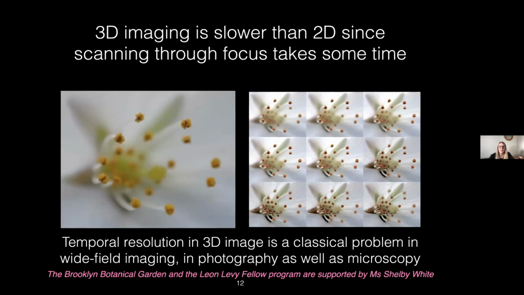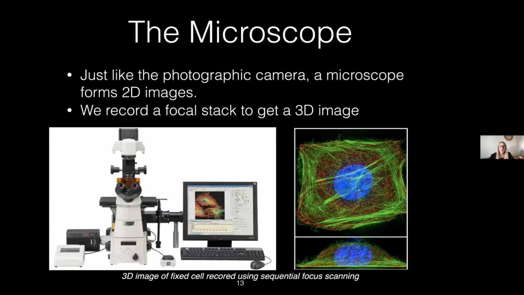So here we go on to microscopy. And the microscope is really a lot like the camera. It just has so much more magnification. It has some little differences in the optics, but basically we're still forming this 2D wide field image. So if we take one image on our electronic camera, we get a 2D image, and to get a 3D image, we record this focal stack, and we can form a 3D view of our specimen.